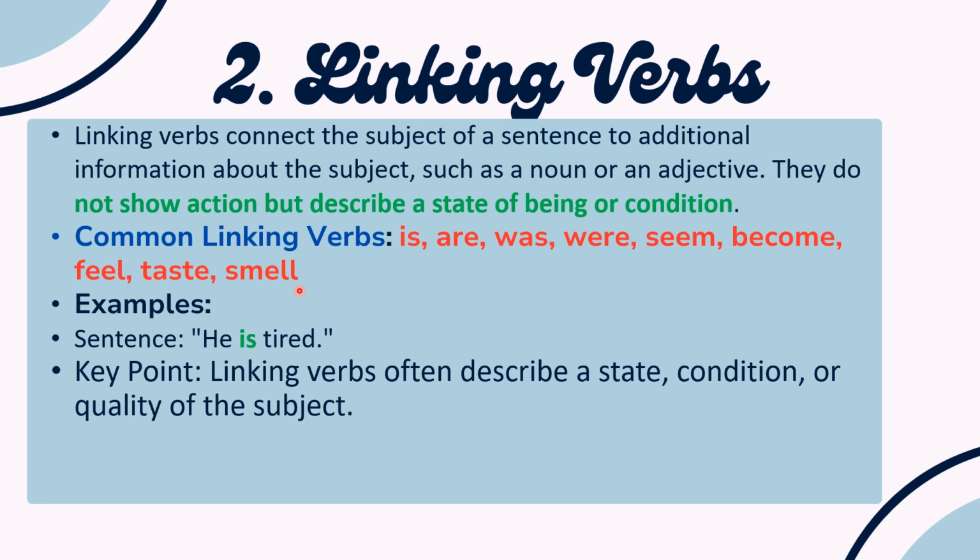Now in a sentence, you could see it like this: he is tired. He is the subject. Is links the subject to tired. What is tired? This is the adjective, right? He is tired. Tired is the adjective. He is the subject. So what is is doing here? Is links the subject to the adjective. So that's why is is the linking verb.